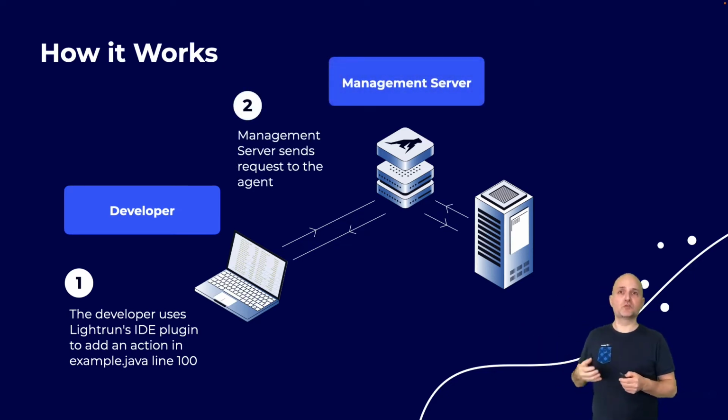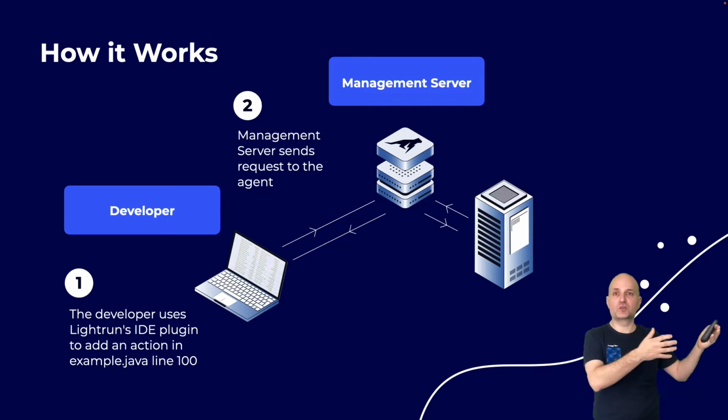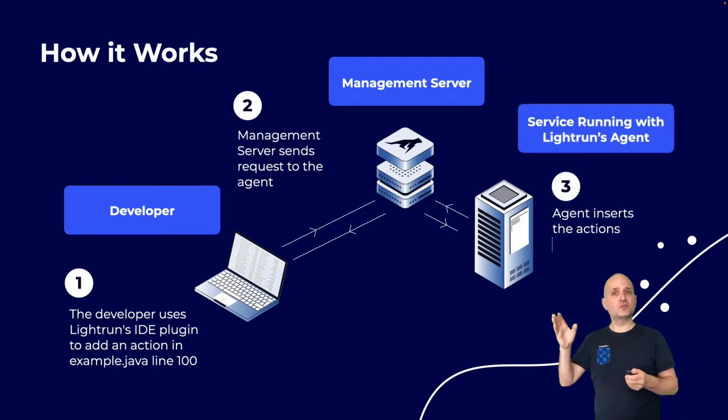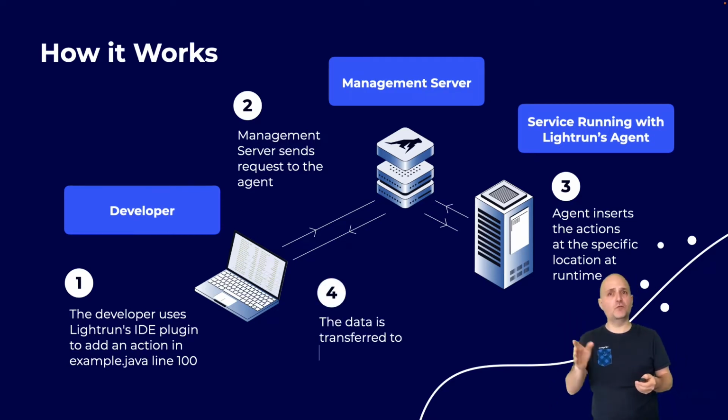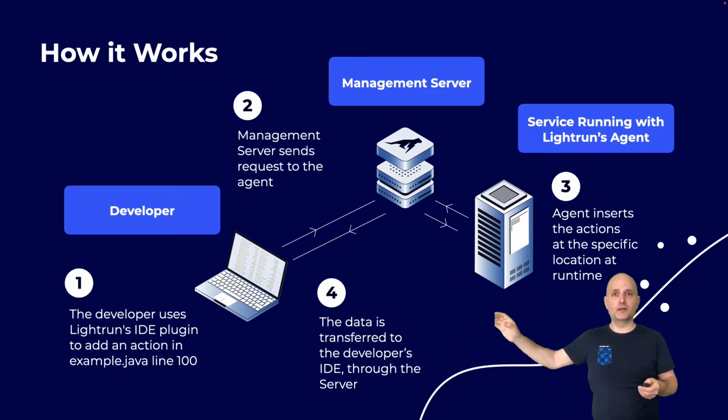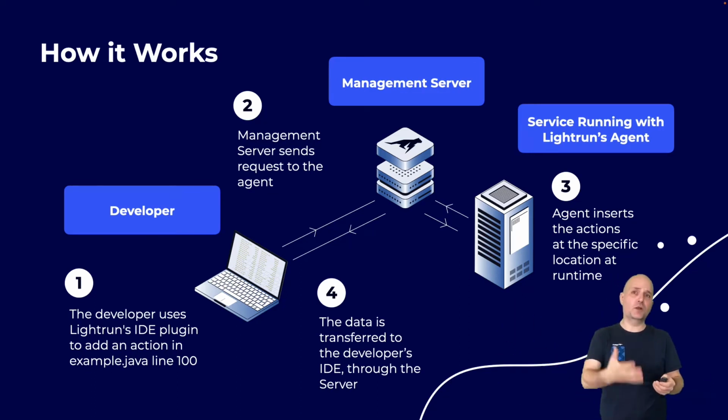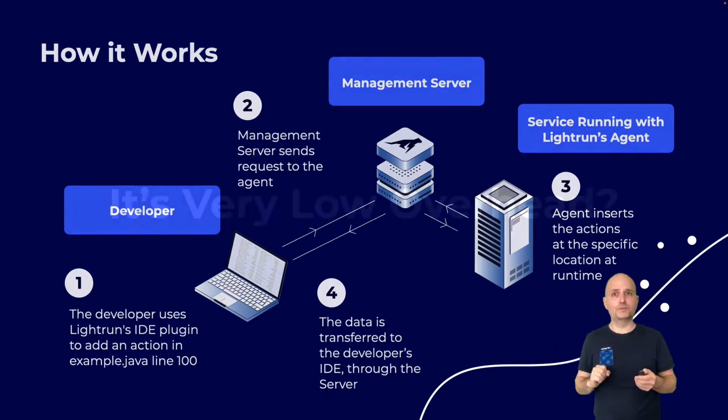The management server sends everything to the agent, which is installed on your production or staging servers. This is pretty standard for all continuous observability solutions. The agent is just a small runtime you add to your production or staging server. It's very low overhead and it implements the debugging logic. Finally, everything is piped through the server back to your IDE directly, so as a developer, you can keep working in the IDE without leaving your comfort zone.